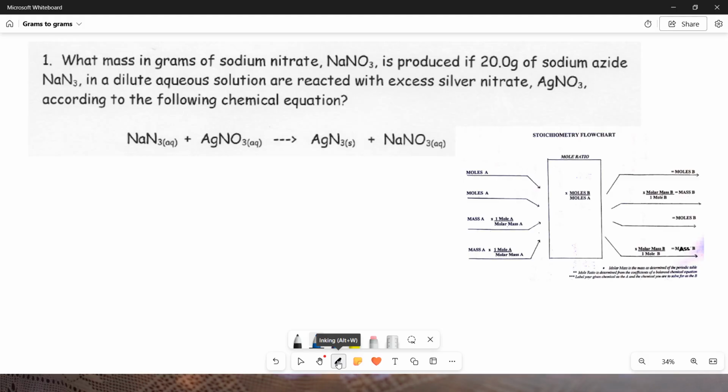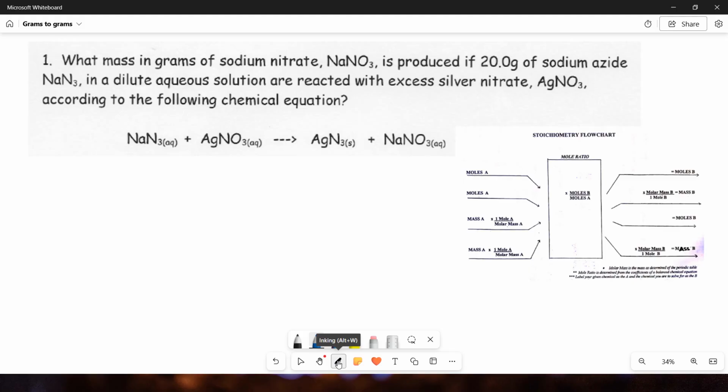In this problem we're asked to find the mass in grams of sodium nitrate. This is what we're solving for, so this is going to be the B portion, or the outcome, on our flow chart. We are given 20 grams of sodium azide, and so this is our A, or the beginning part of our problem.